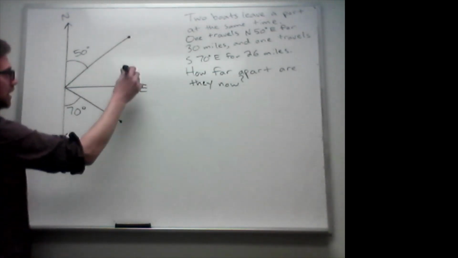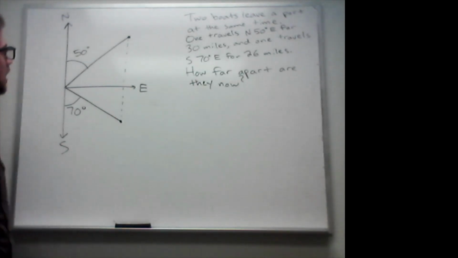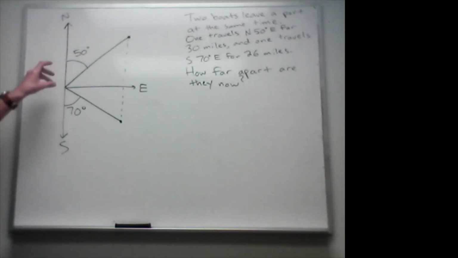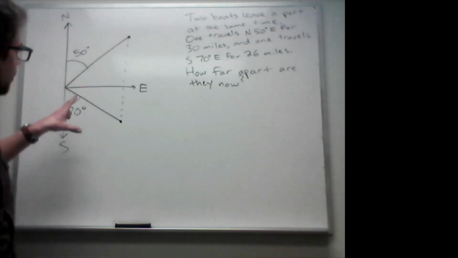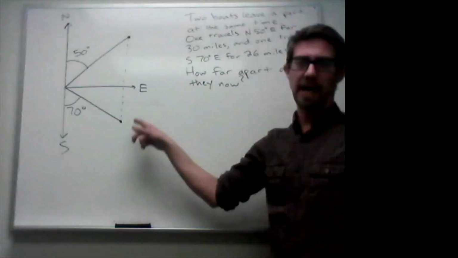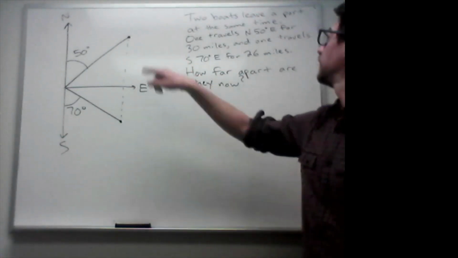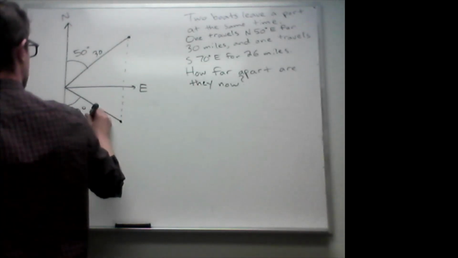So this is a problem involving a triangle. It's not a right triangle. The way I've drawn it almost kind of looks like it might be, but it's not, and we can't just assume things. The thing we want to know is this dotted line. Now we have that and that. That's 30 miles and that's 26 miles.